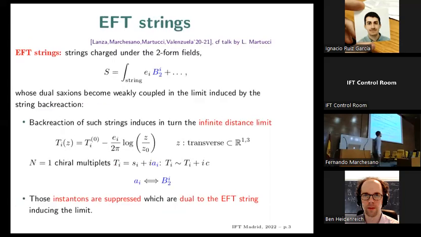The EFT strings, as we learned, are those strings which are charged under the two-form fields in the 4D N=1 supergravity, whose dual saxions become weakly coupled in the limit induced by the back reaction of the string in four dimensions. We have chiral multiplets with a saxion and an axion. The axion is dual to the two-form under which the EFT string is charged, and the back reaction implies a profile for the saxions such that they go to large or infinite distance, as was discussed in these papers. In this limit, the instantons dual to the string become weakly coupled, which is one way to characterize the string.